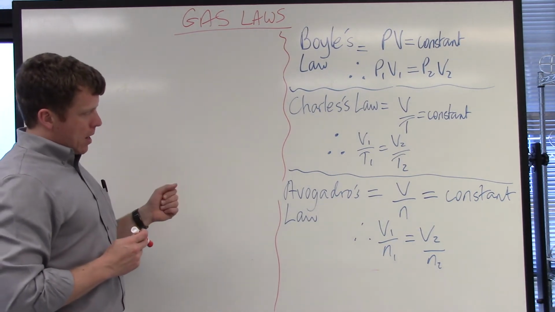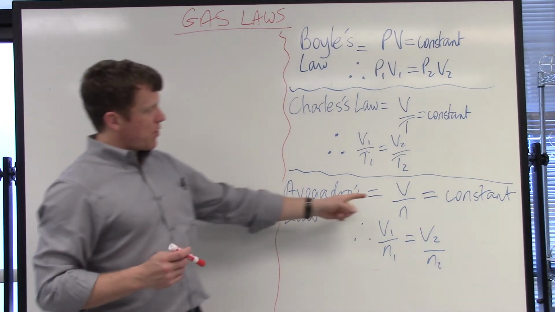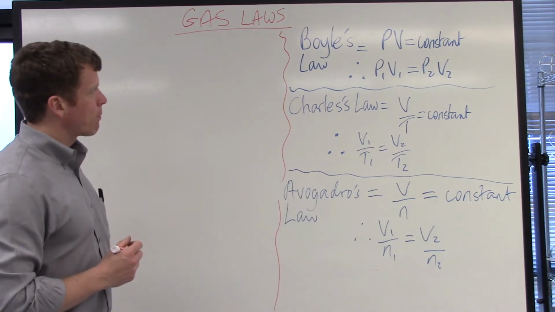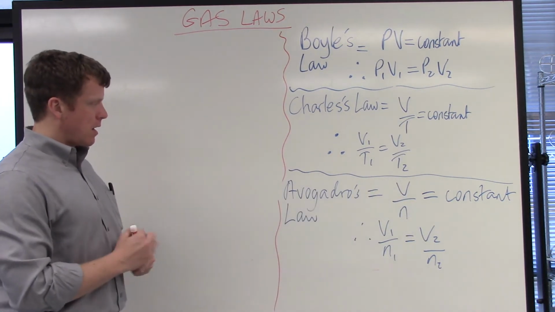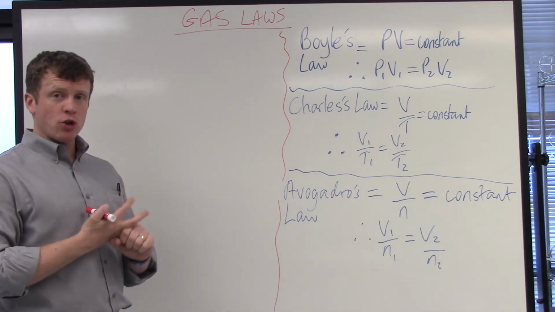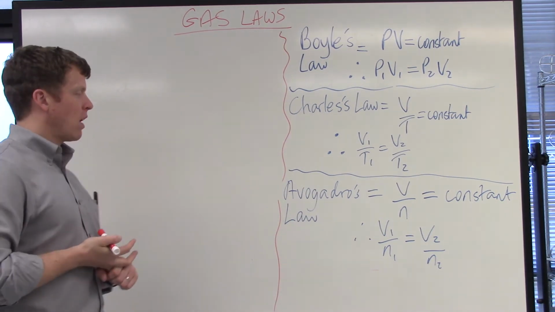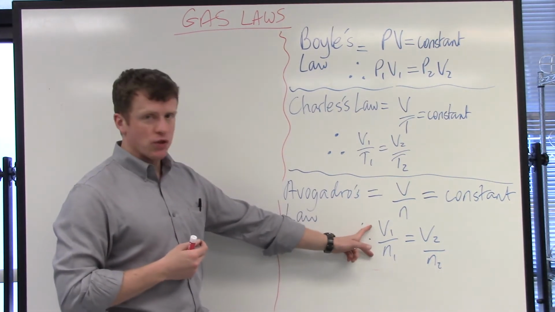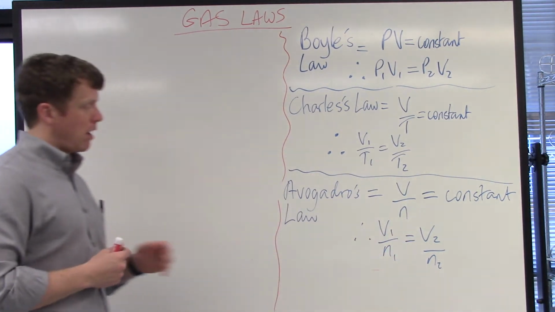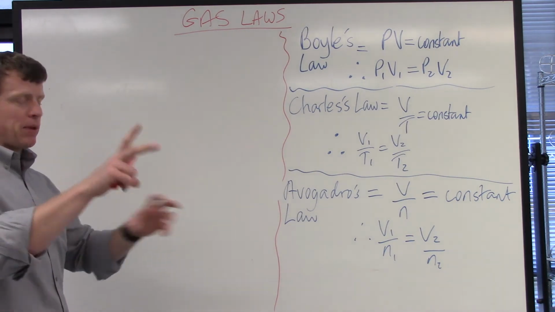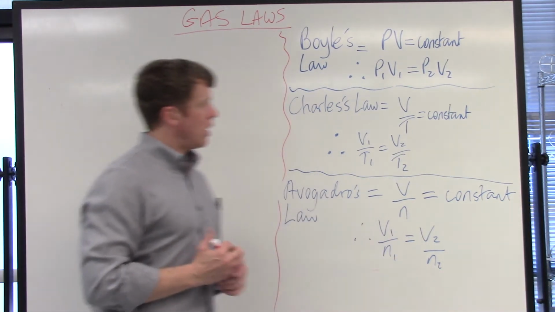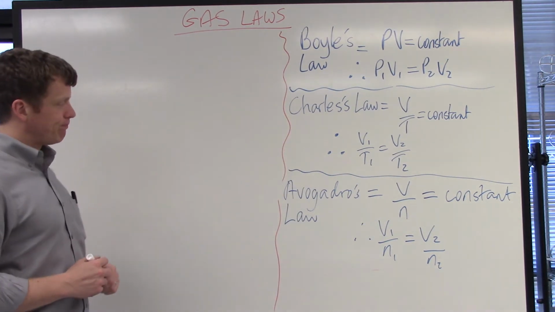Avogadro's law is saying that the volume divided by the number of moles for any gas is always constant, so it's always the same. And temperature and pressure would be constant as well. And we can do the same approach with the values for one gas and the values of another gas, and they're equal to each other. And we can manipulate, move these things around and solve for any one of these four variables. Same for all the others too.